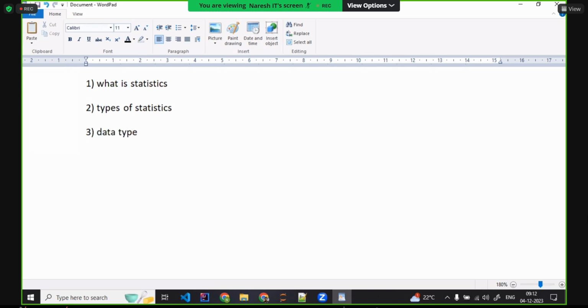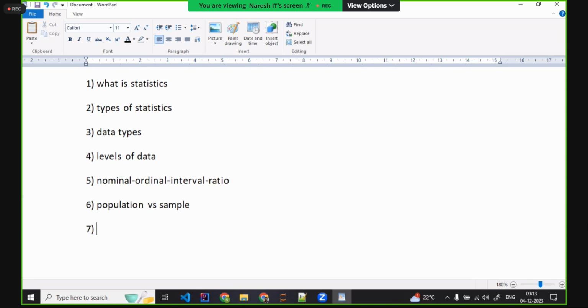Next one, levels of data. In levels of data, we have seen nominal, ordinal, interval, ratio. Very good. And then we'll learn about sample versus population.